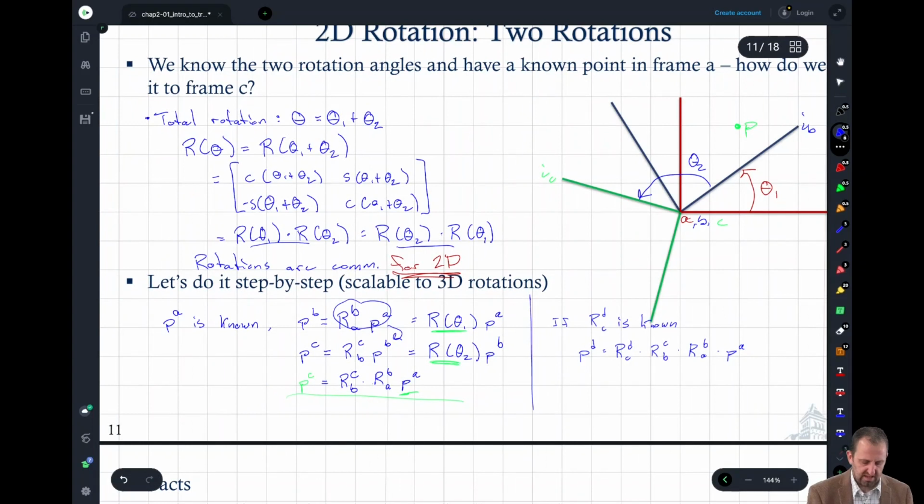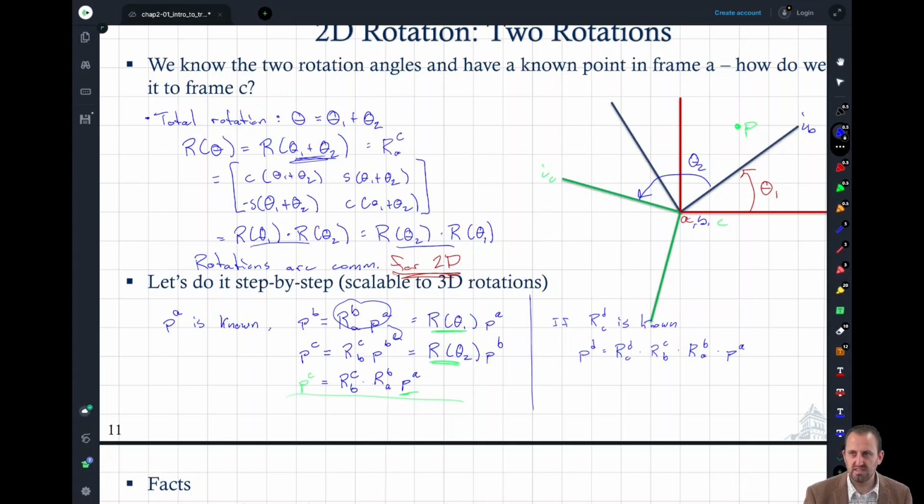I should have said that this was equal to R_AC. We can write our rotation from A to C really easily in 2 dimensions just by adding the angles. Well, we can do it in a very methodical fashion, and this translates into 3 dimensions as well.